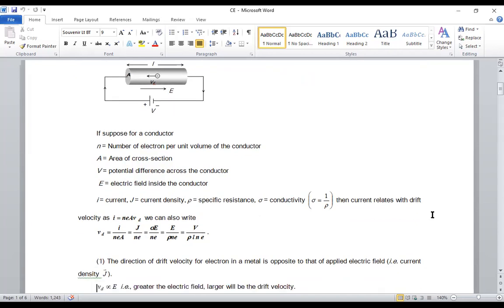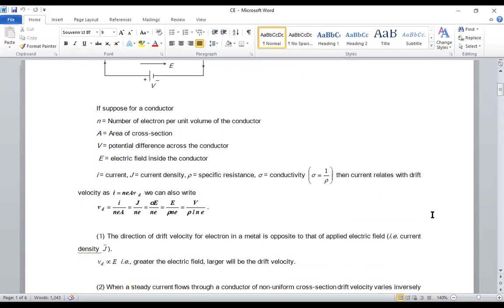Now, the direction of the drift velocity for the electron in a metal is opposite to that of the electric field. So when the electric field is applied, the drift velocity will always be moving in the opposite direction. Okay, so greater the electric field, larger will be the drift velocity. The reason is drift velocity is directly proportional to the electric field.